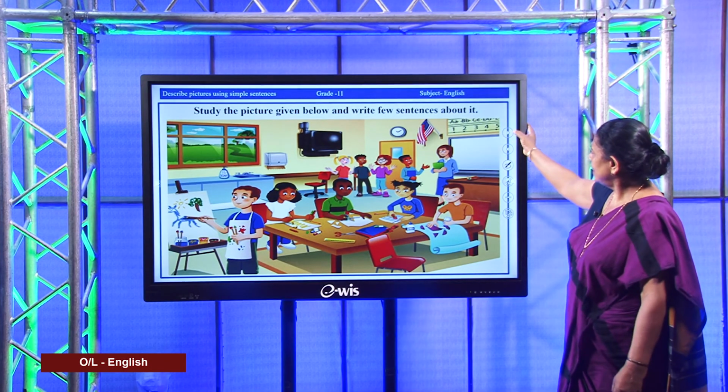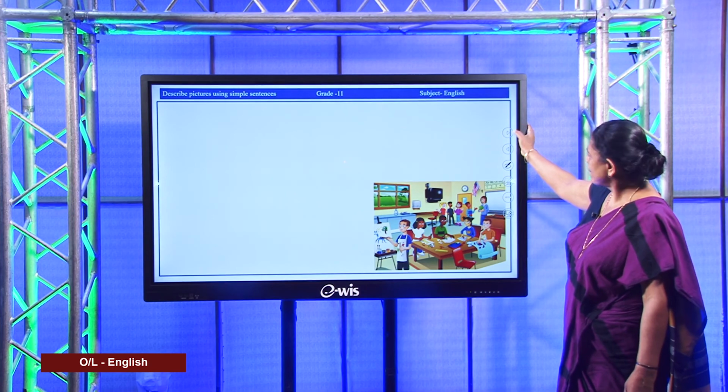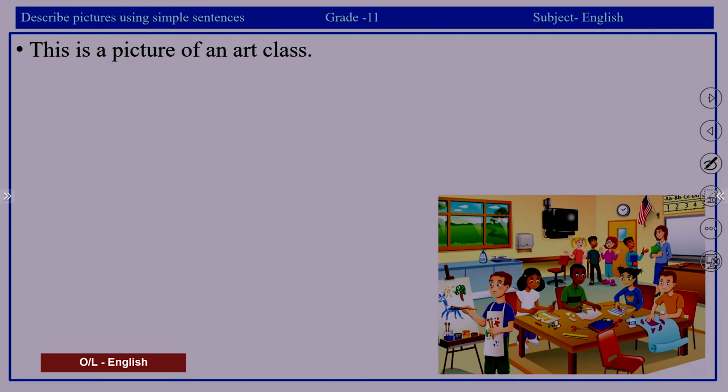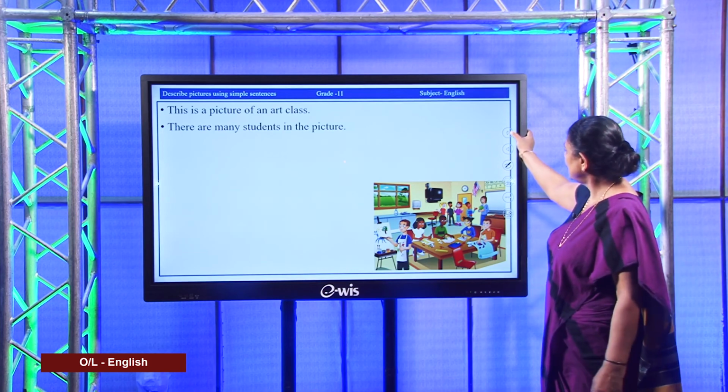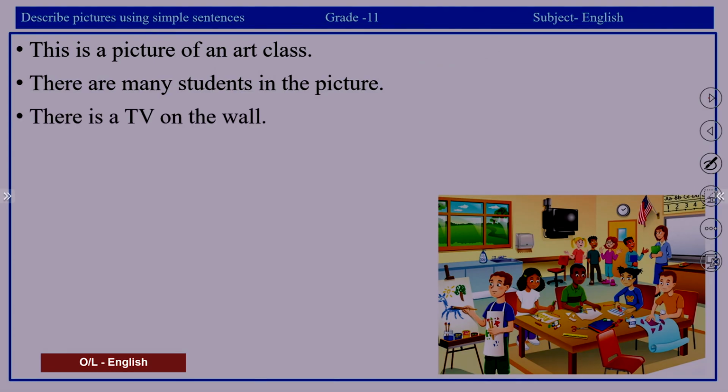Right. Now look at the sentences. This is a picture of an art class. Now you know how to use there is and there are. There are many students in the picture. There is a TV on the wall. Can you see a TV on the wall? Right. There is a clock on the wall.